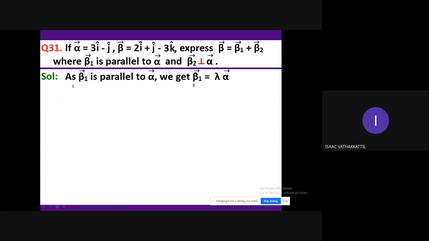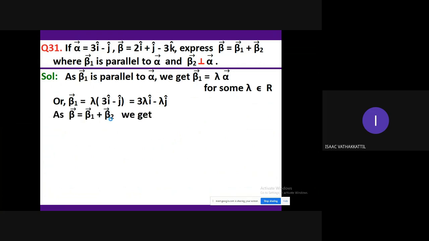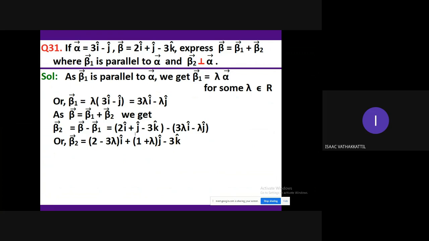So I can say beta 1 equal to lambda into alpha, for some real value of lambda. Alpha is 3i minus j, that is 3 lambda i minus lambda j. And beta will be beta 1 plus beta 2. So what will be beta 2? Beta 2 will be beta minus beta 1. Beta is already given, 2i plus j minus 3k, minus beta 1 we assumed, 3 lambda i minus lambda j. So this will be (2 minus 3 lambda) i plus (1 plus lambda) j minus 3k.